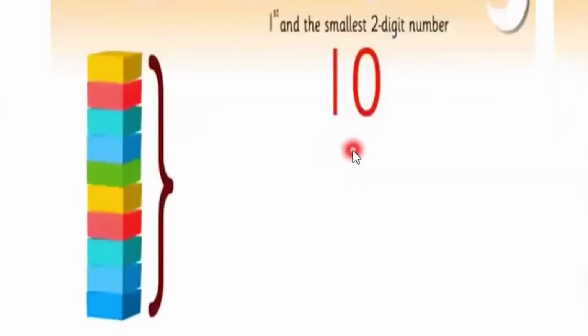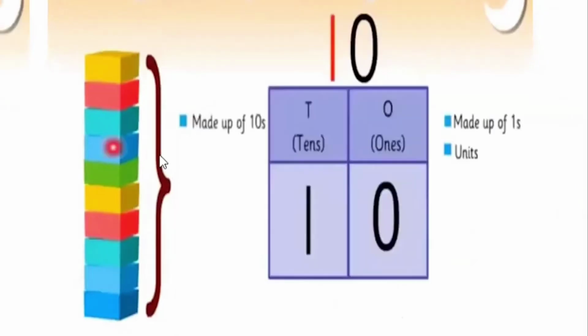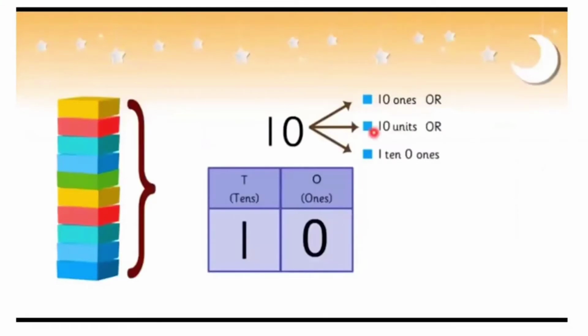10 is the first and the smallest two-digit number. In a two-digit number, the digit on the right side is written in the ones column as it is made up of ones, and it is also called units. While the number on the left is written in the tens column as it is made up of tens. We call this as 1 ten, 0 ones or 10 ones or 10 units.